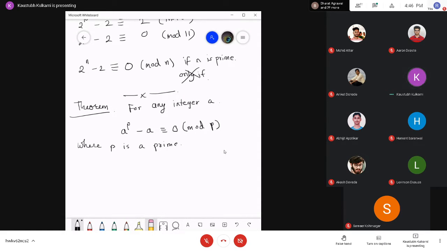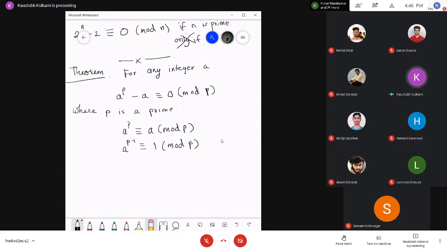In other words, we can say that if we add a to both sides, a raised to p is congruent to a mod p. If we divide by a on both sides, a raised to p minus 1 is congruent to 1 mod p. Okay, so this is Fermat's little theorem.